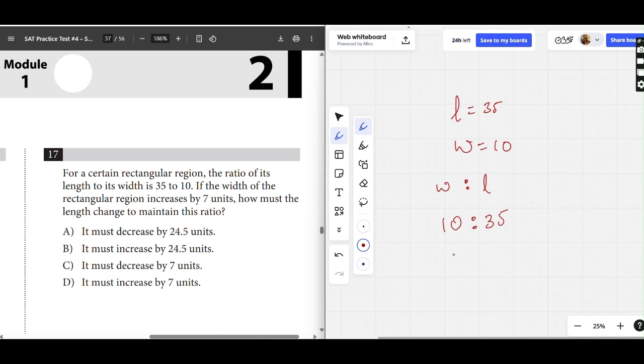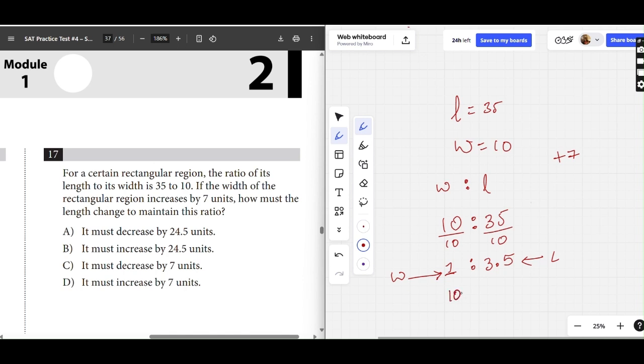That means we need to find the root of it. So if there is 1 here, what happens to this? So just choose to divide it by 10 and also this one, so that you get 1 here and whatever value you get, 3.5. That means for each 1 unit in width, there are 3.5 units in length. That's the ratio this represents. You got the root ratio, and they say if the width of the rectangular region is increased by 7, that means plus 7.